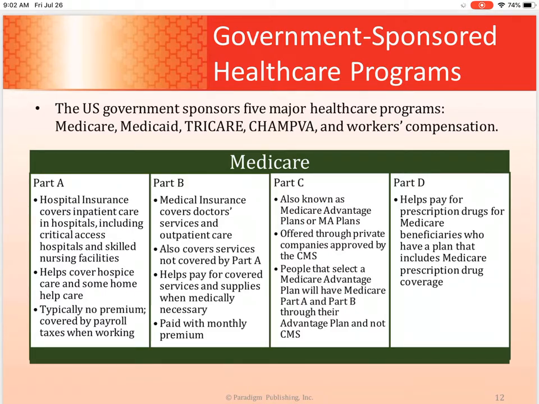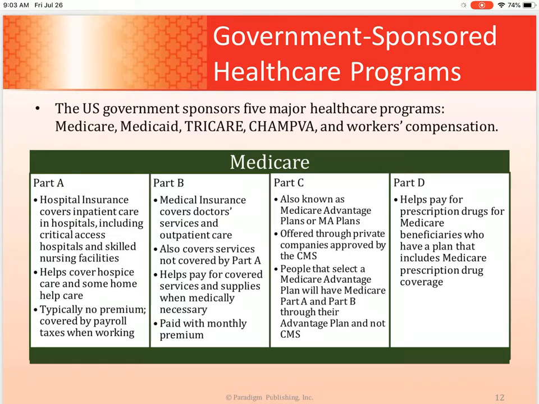So anybody that's ever worked a job, they know that they have Medicare taxes coming out of their paycheck. That's why you do not pay a premium for Part A. And again, it only covers hospital visits, certain visits for skilled nursing facilities. It'll cover some hospice care and some home health care. Does not cover when you go to the doctor. If you make an appointment with your primary care physician, Part A does nothing for you. That's where we come into Part B.